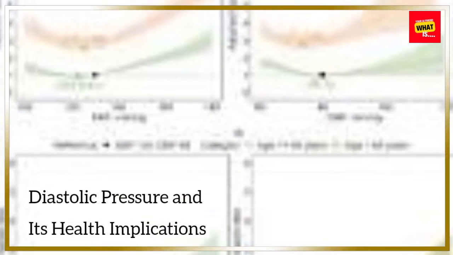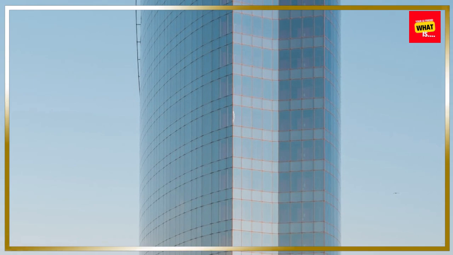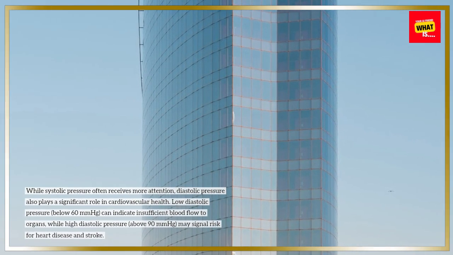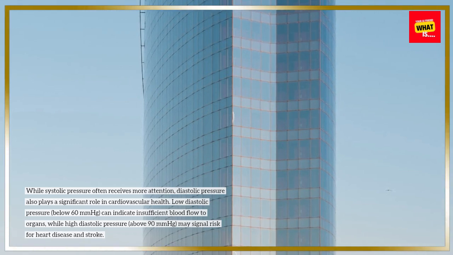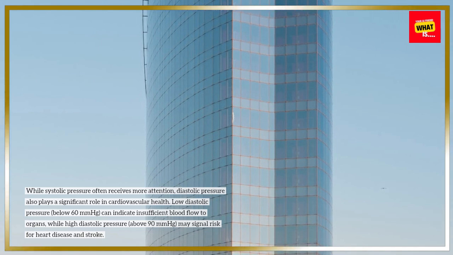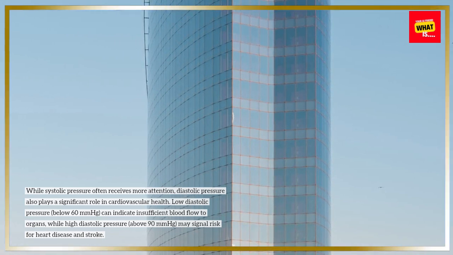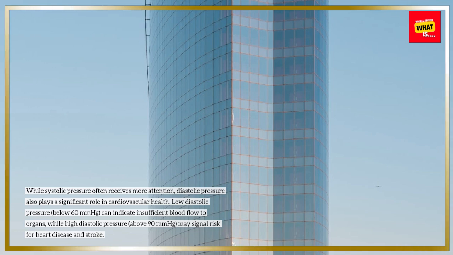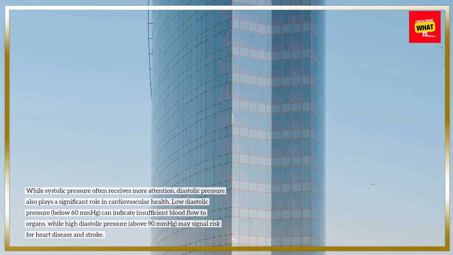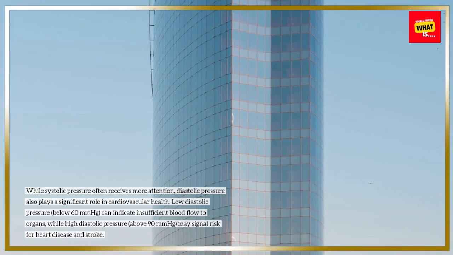Diastolic pressure and its health implications. While systolic pressure often receives more attention, diastolic pressure also plays a significant role in cardiovascular health. Low diastolic pressure, below 60 mm of mercury, can indicate insufficient blood flow to organs, while high diastolic pressure, above 90 mm of mercury, may signal risk for heart disease and stroke.